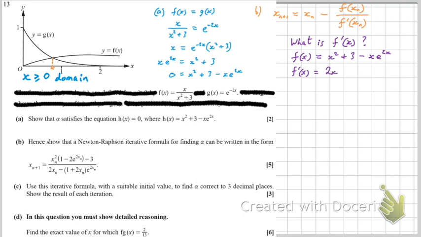Well, x squared becomes 2x, 3 doesn't contribute anything to the derivative, and then we've got a product rule situation for the last term. So I like to think of this as it's the first thing times the derivative of the second thing plus the second thing times the derivative of the first thing. So the first thing is x times the derivative of the second thing.